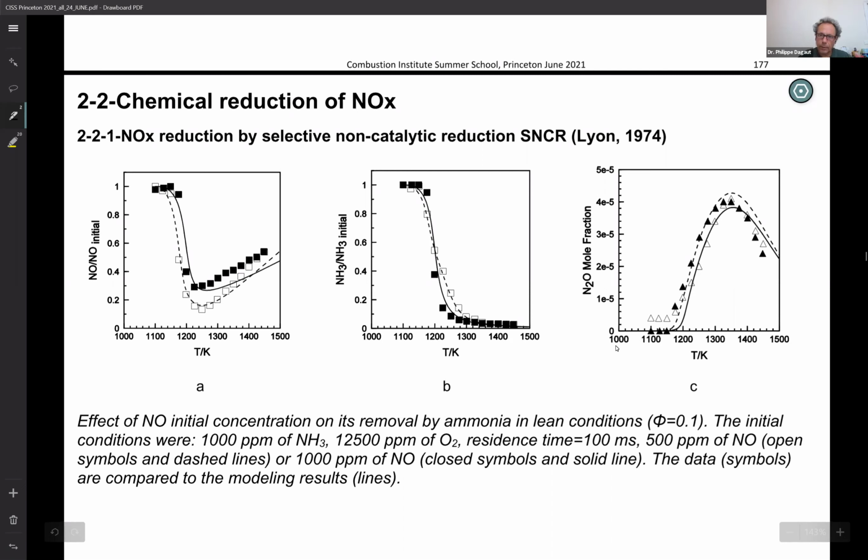And there is a side reaction, unfortunately, that produces N2O. And you can see that N2O is accumulating before it decreases. And the maximum is above 1300 Kelvin, between 1300 and 1400 Kelvin. So we can optimize the reduction of NO if we stay below 1250. Then we have less formation of N2O and high reduction of NO.